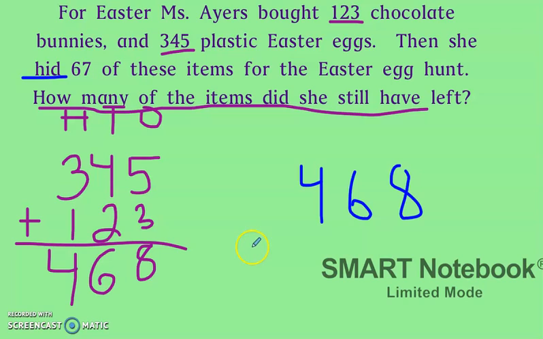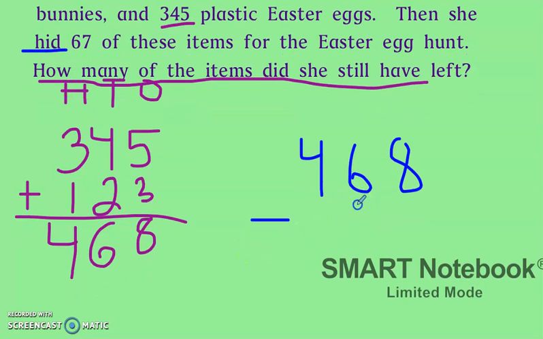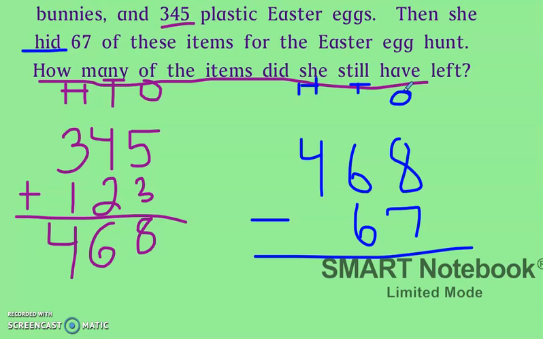468 minus 67. Make that HTO, and I will give you guys time to solve. Okay, we look at our ones place first, right? Is there more on top or more on the floor, my friends? If you said more on top, that means we don't need to stop.